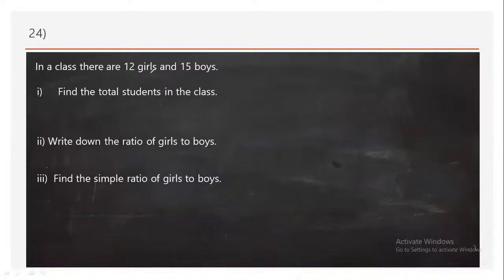In the class, there are 12 girls and 15 boys. Find the total students in the class. So in the class, there are 12 girls and 15 boys. Then total number of students in the class, how much? Total equals 12 plus 15, how many? 27 students.